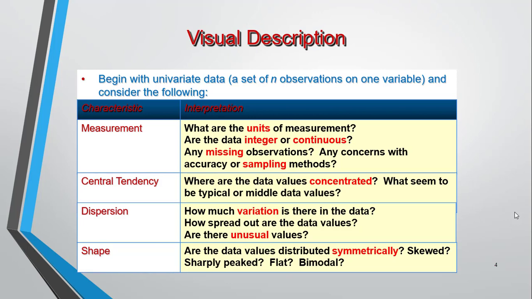This is about measurement. And then the second part is central tendency. Where are the data values concentrated? What seems to be a typical or middle data value? Right? Then about the dispersion. How much variation is there in the data? How spread out are the data values? Are there unusual values, etc.? And the shape of data. Are the data values distributed symmetrically, skewed or sharply skewed, peaked, flat, unimodal or bimodal? Okay? Those are the things that we need to have in a visual description of data.